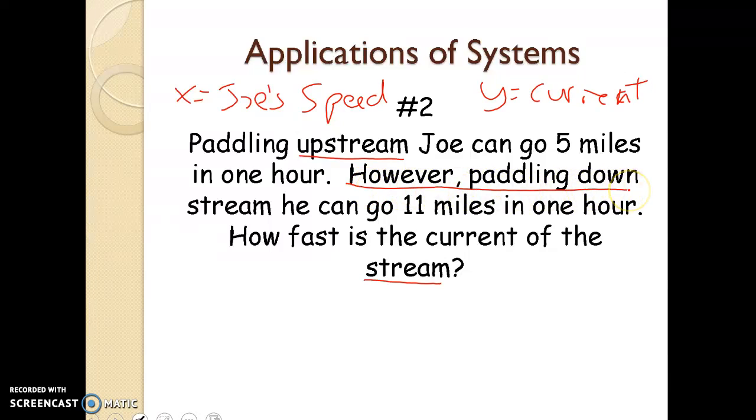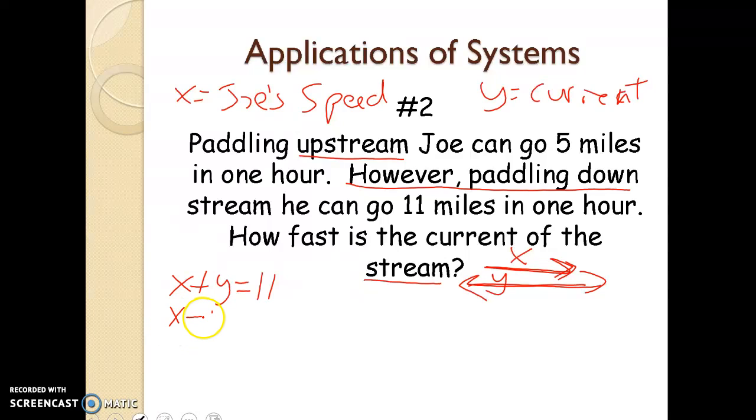Going downstream, he's paddling and the current's pushing him. That means his speed, which is x, plus the speed of the current, that's x plus y, together is 11 miles per hour. However, if he switches it around and he's going in this direction and the current's going in the opposite direction, that means he's going upstream. That means it's his speed minus the speed of the current. He can go 5 miles per hour. So this is our system.